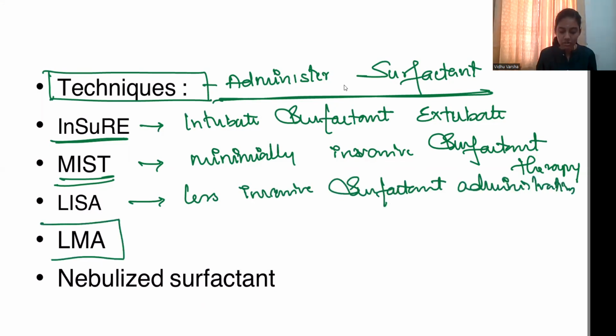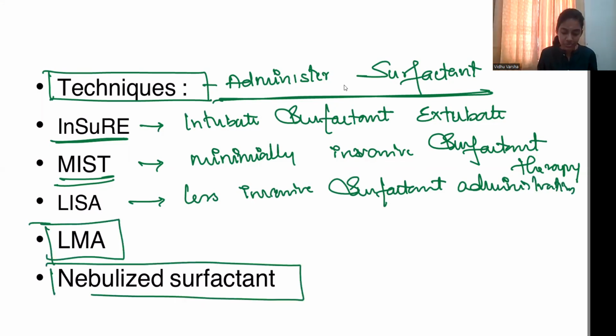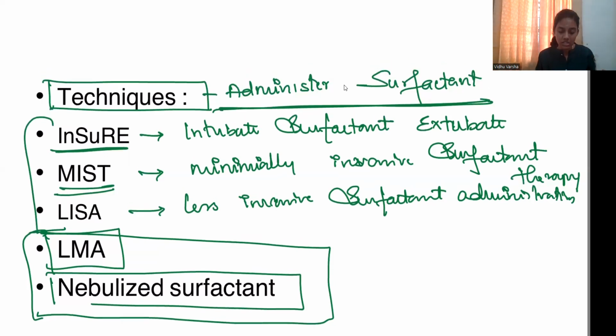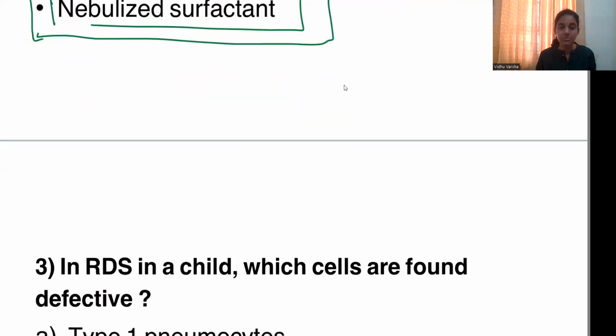And LMA is by using your laryngeal mask airway, and this is your nebulized surfactant. These both are future advances. It is not yet finalized because in the LMA technique and the nebulized surfactant technique, you can't estimate whether all the surfactant that you are giving is distributed into the lungs evenly. So these three techniques are the main techniques that we are using now. One is INSURE, next is MIST, and next is your LISA technique. So this is about the techniques of surfactant administration.